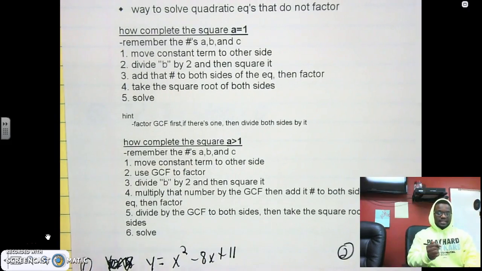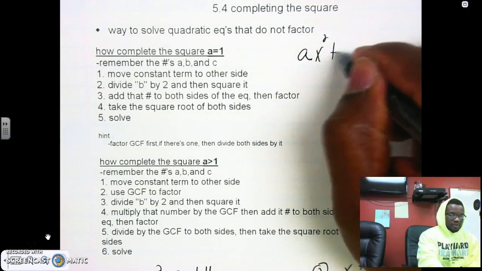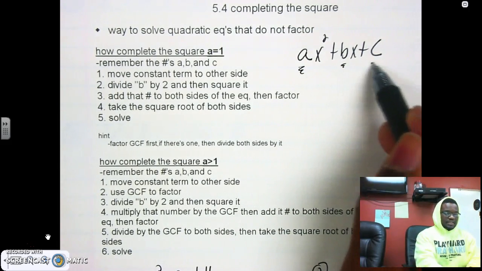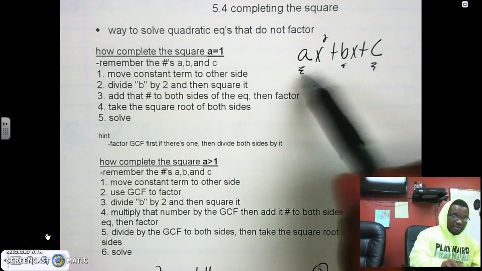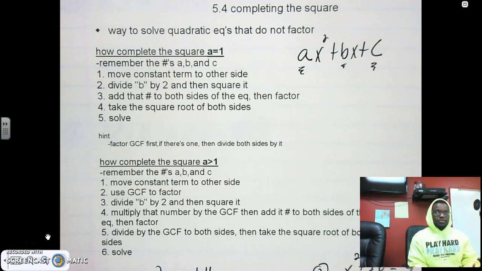Right off the bat, I need to remind you again of this: ax squared plus bx plus c. A, b, and c are all constants or numbers. Well, c is a constant. A and b are coefficients. And when I say a or when I say b, you need to know what I'm talking about. It's very important that you know which one I'm referring to whenever I say a, b, or c.